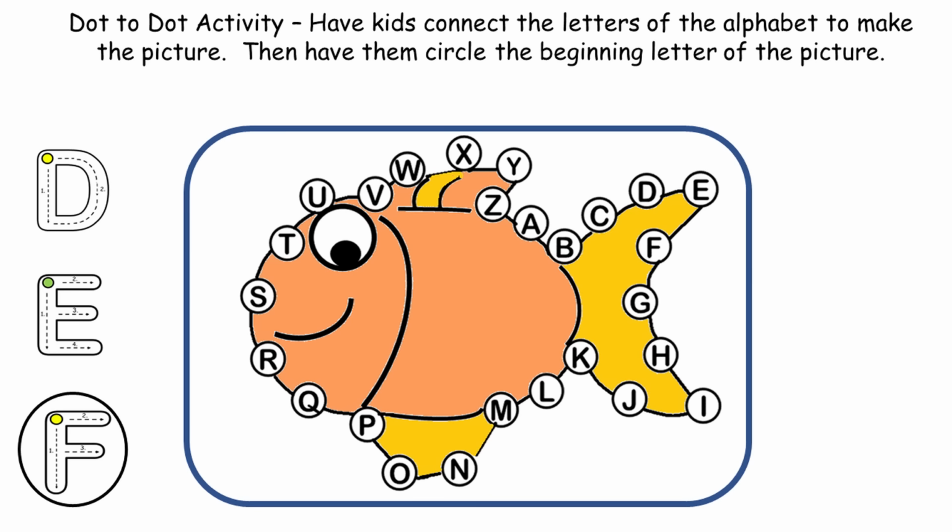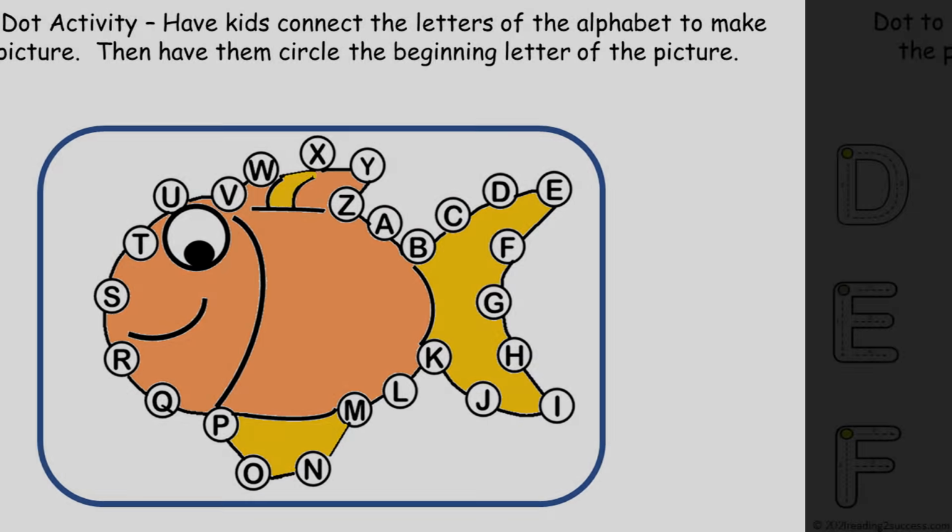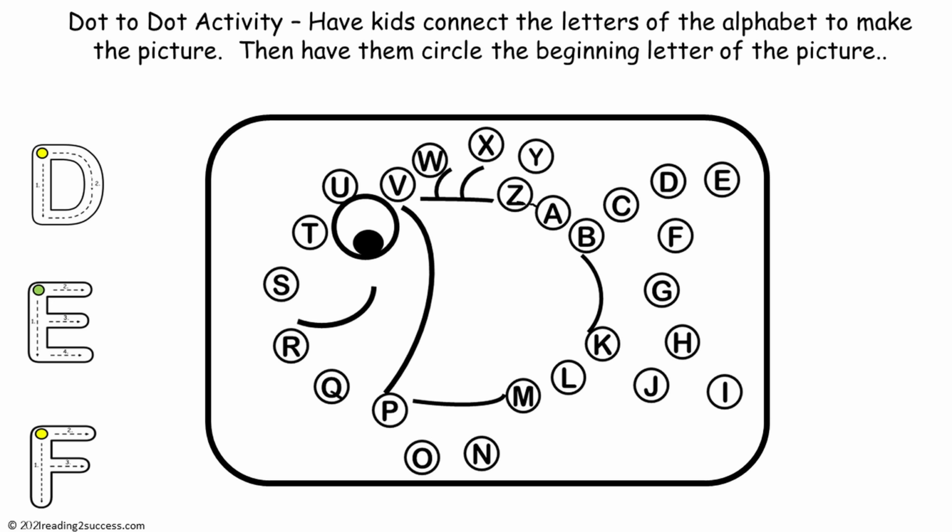Now have kids complete the dot-to-dot activity. Have kids connect the letters of the alphabet to make the picture. Then have them circle the beginning letter of the picture. This is the practice page for kids to connect the dots and then circle the letter that the picture begins with.